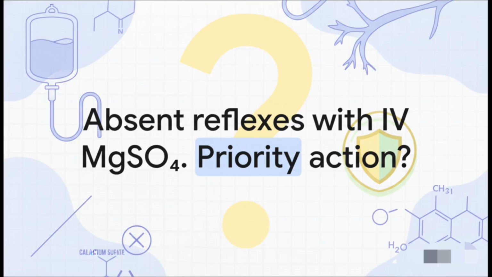Okay, last scenario, and it's a big one. You have a patient getting IV magnesium sulfate. You go to check their deep tendon reflexes, and there's nothing. They're absent. What do you do right now? This is an emergency. Absent reflexes are a sign of magnesium toxicity. Your first immediate action is to stop the infusion. Then you prepare to administer the antidote, IV calcium gluconate.